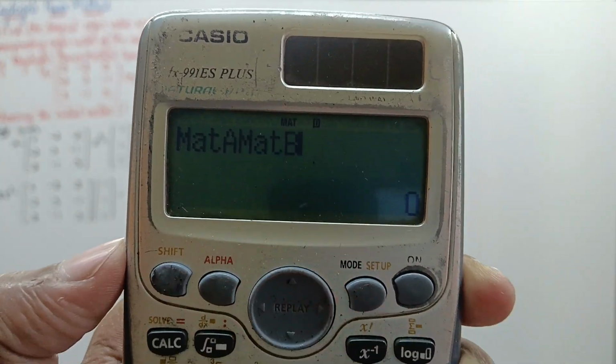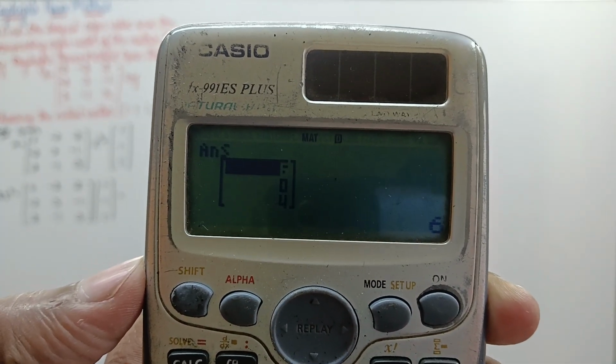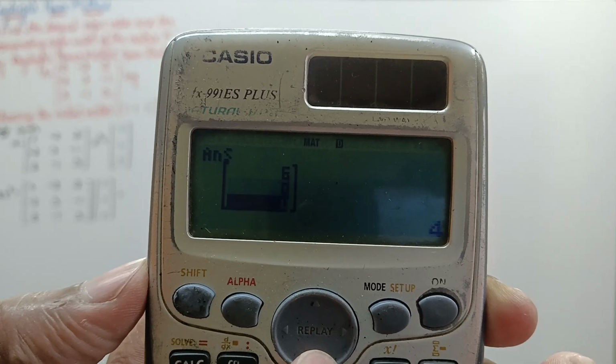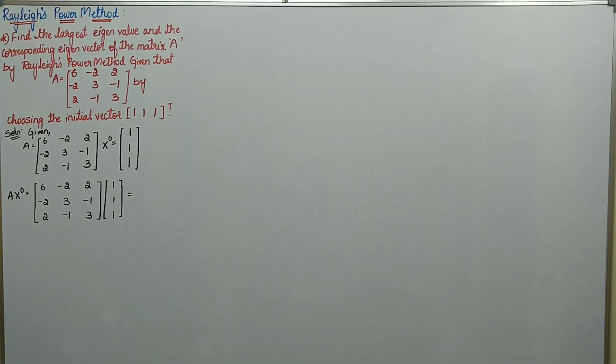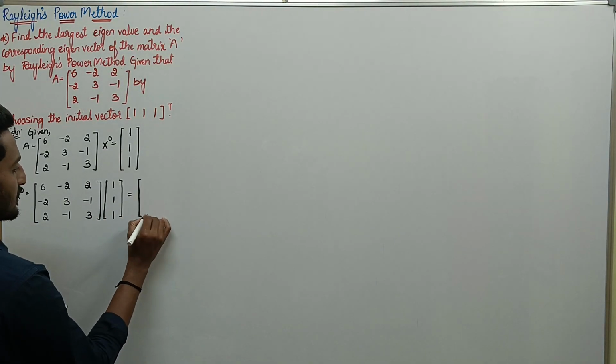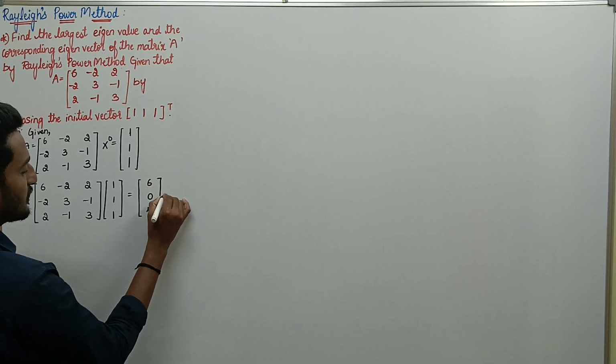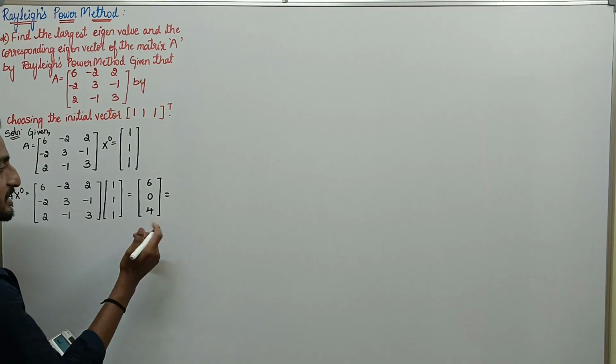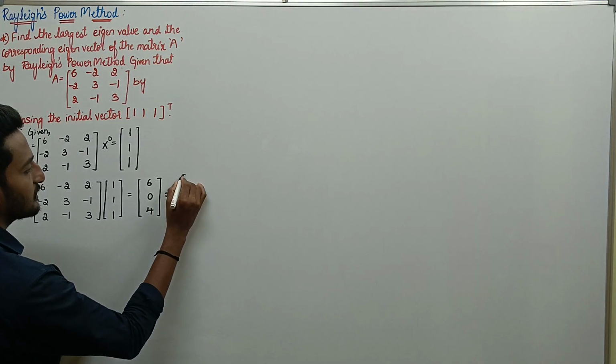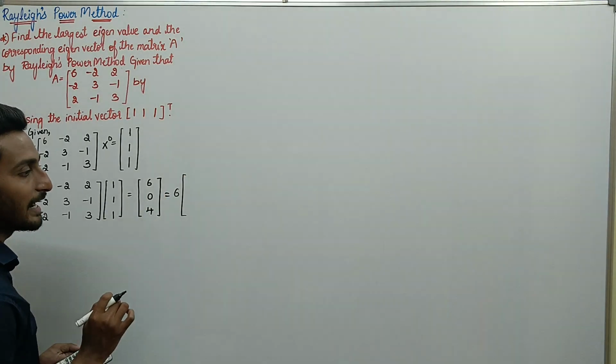See, Mat A into Mat B. See, 6, 0, 4. Consider in the same way itself. You get 6, 0, 4, and in this matrix the highest value is 6. This will be our eigenvalue.